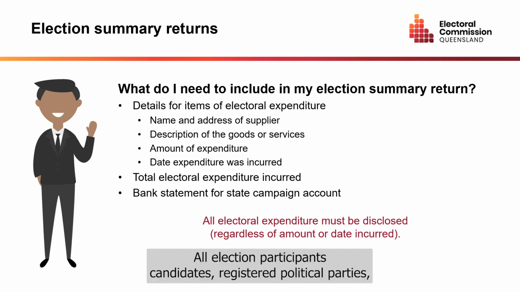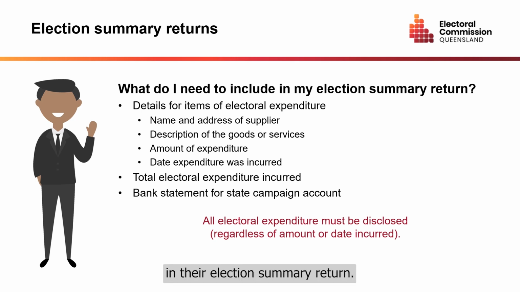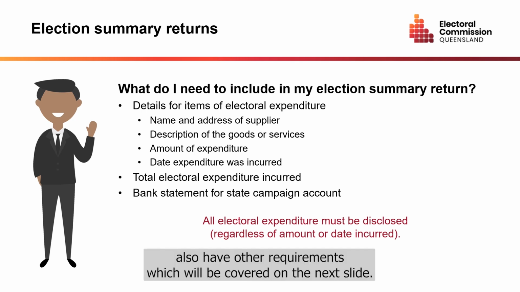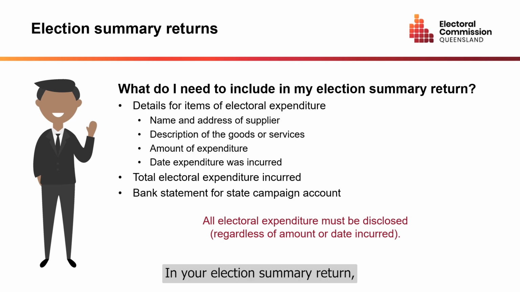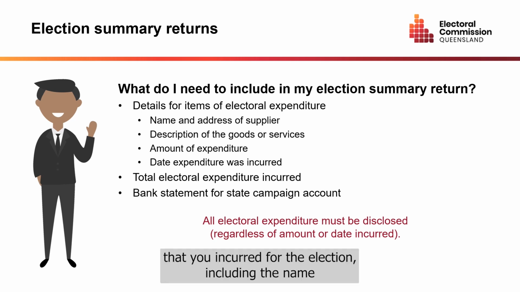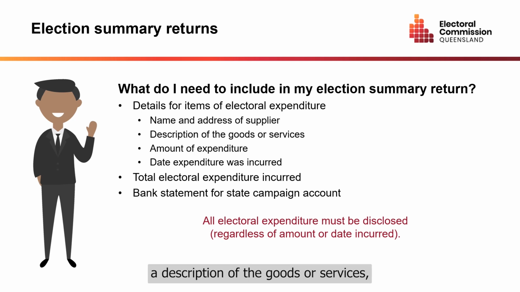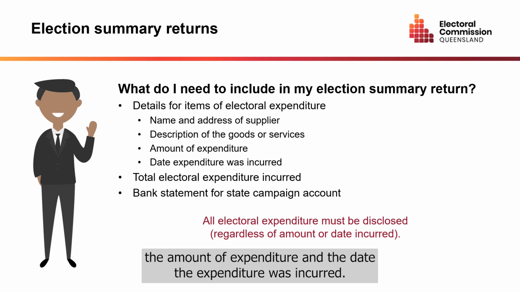What do I need to include in my election summary return? All election participants, candidates, registered political parties, and registered third parties must include this information in their election summary return. Candidates and registered political parties also have other requirements which will be covered on the next slide. You must disclose the details of each item of electoral expenditure that you incurred for the election, including the name and address of the person who supplied the goods or services, a description of the goods or services, the amount of expenditure, and the date the expenditure was incurred.